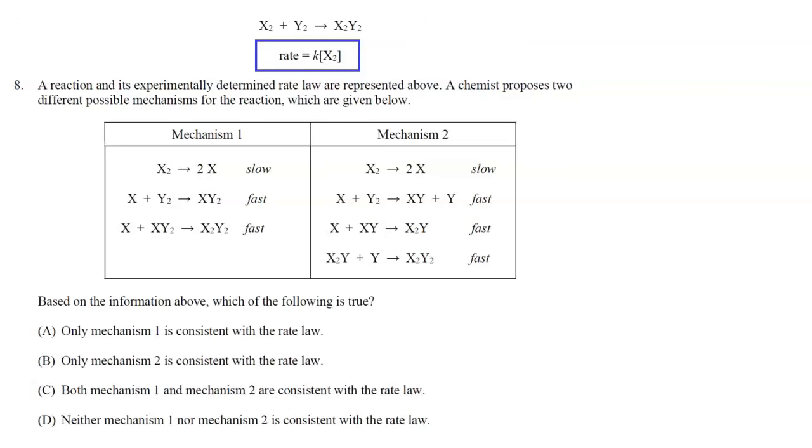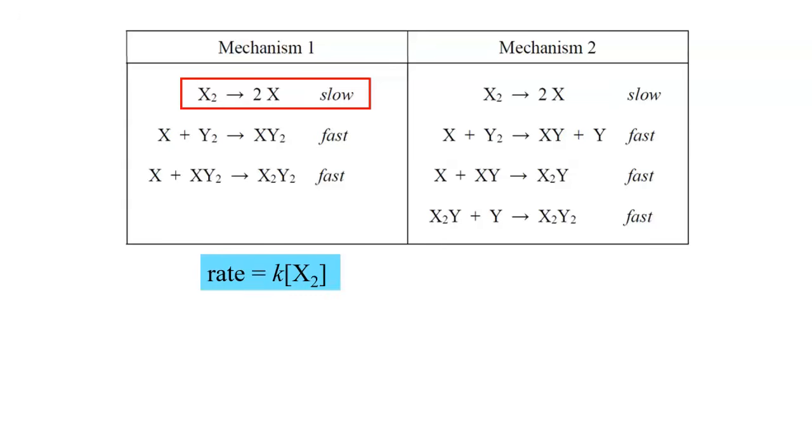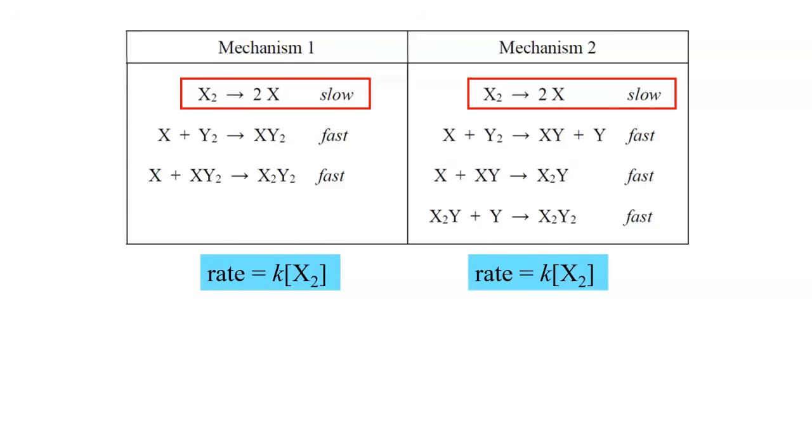Let's focus our attention on that first slow step, the slow rate determining step, and look at the molecularity or the number of particles that appear as reactants. So for mechanism 1, I only see one particle of X2 as a reactant in that slow step, so that rate law would be first order with respect to substance X2. Now for mechanism 2, I see that the first step is also the slow step, but again, there's only one molecule of substance X2, so that rate law would also be first order with respect to substance X2.